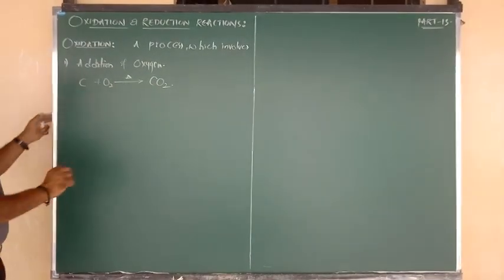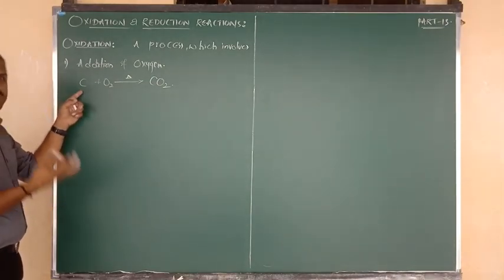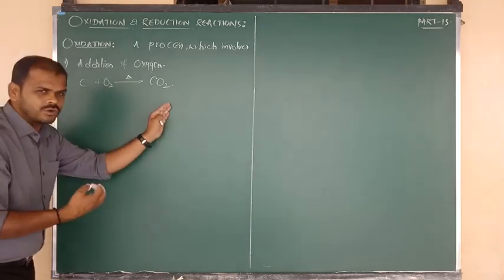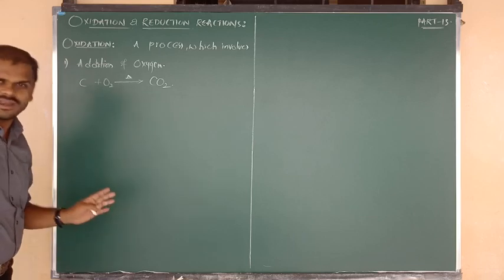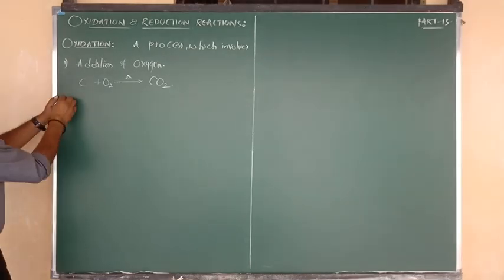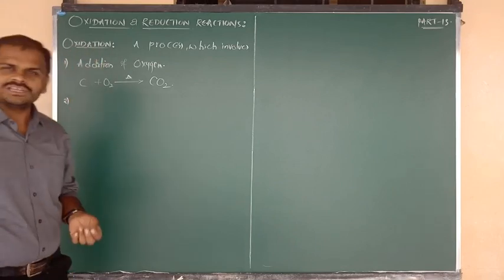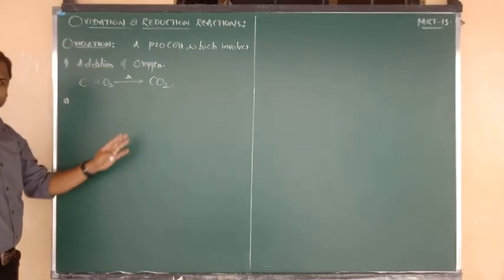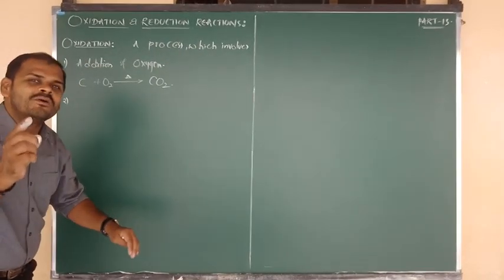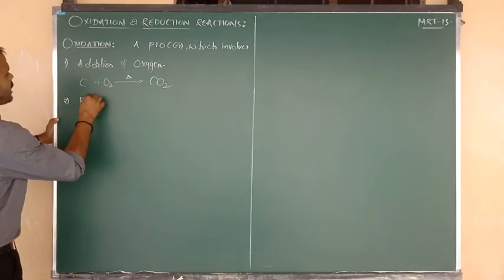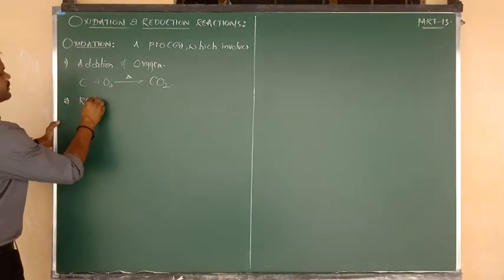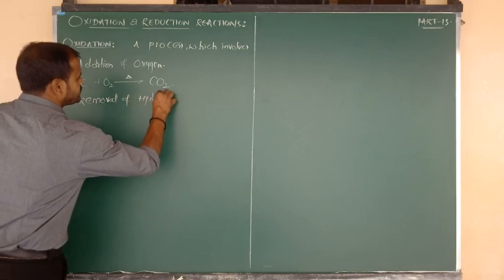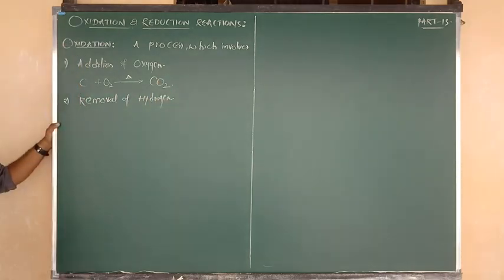So try to remember here that to carbon or coke we are adding oxygen. In this process addition of oxygen is going on, so we say it is an example of an oxidation reaction. Now the second definition for oxidation: a process which involves addition of oxygen, and the reverse, removal of hydrogen. I hope you know these two definitions very well. Removal of hydrogen.